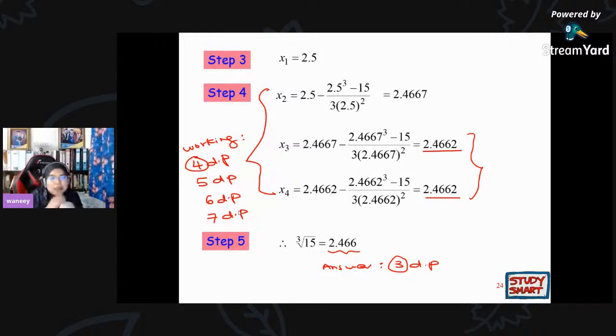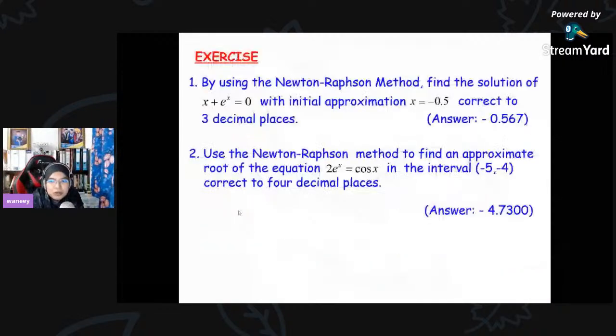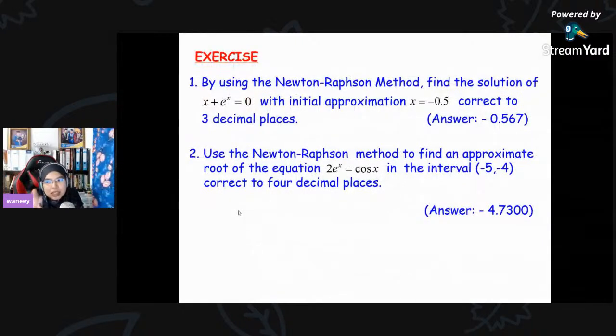Okay, so I think that's all for tonight. We have another 2 exercises, so you can try to do them later on. Okay, so I'll see you guys this Tuesday. We're going to learn how to find the area under the curve using the trapezoidal rule. So we're going to learn how to use the trapezoidal rule later on.